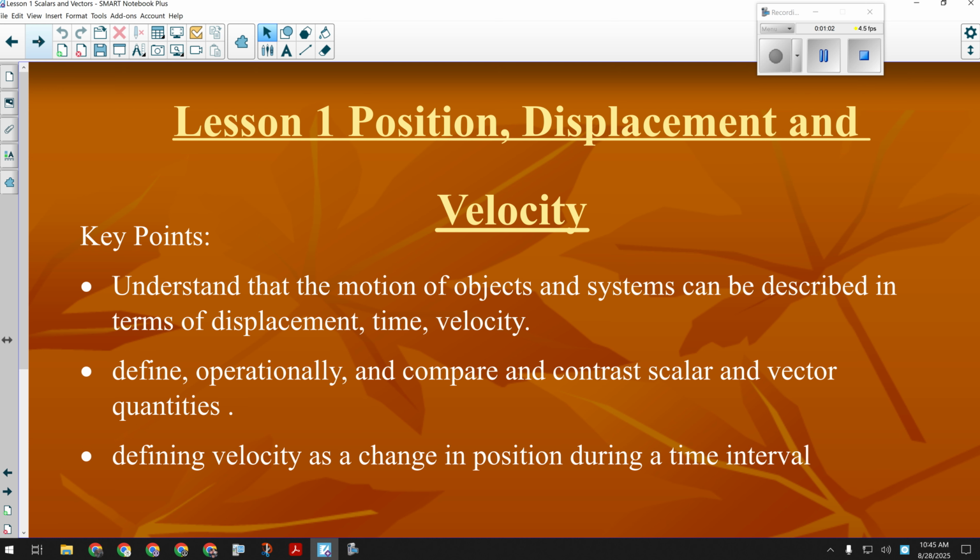Those key points are important. Those are the things you would definitely want to be watching out for as I go through the lesson. Those are the things that are going to show up on a quiz or a test. They're going to be the focus of what we do that day.